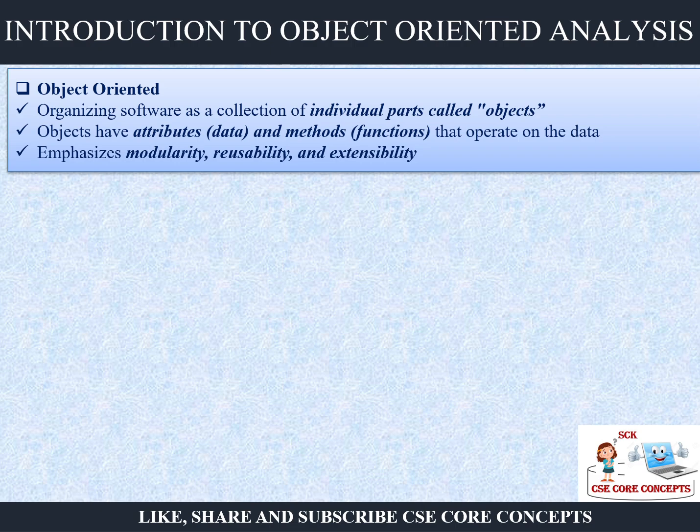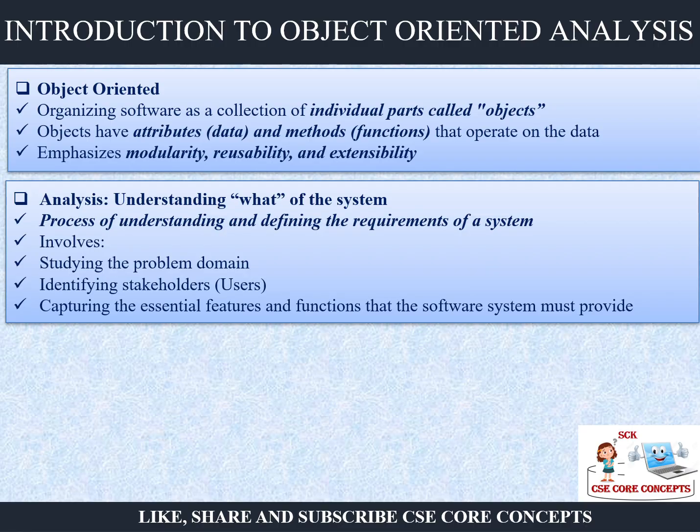So it is about organizing software as a collection of individual parts. It is not a complete package. It can be a combination of different parts, and each part is referred to as an object. Every object will have some attributes or data, and methods or functions that operate on the data. The aim of this object-oriented approach is to emphasize modularity, reusability and extensibility.